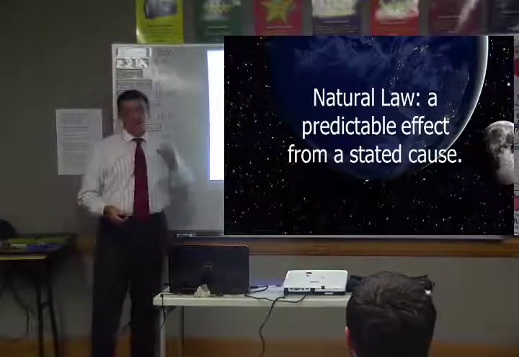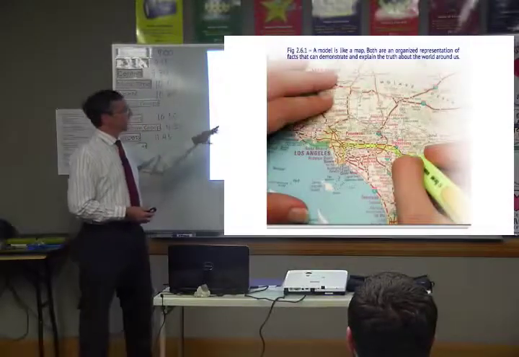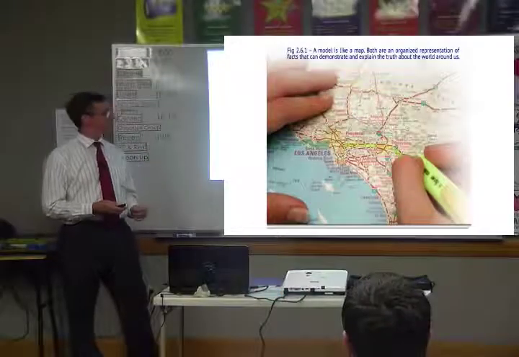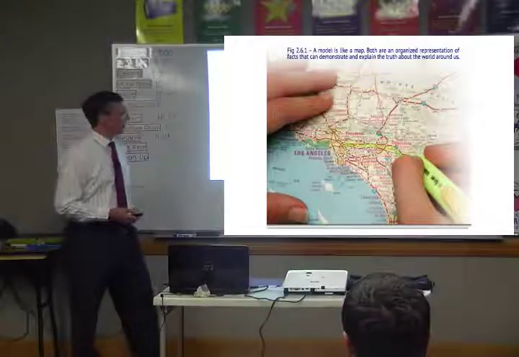Okay? So the universal model is kind of like a map. They're both organized representations of facts that can be demonstrated and explained, the truth about the world around us, right? Because we can drive on that road that goes over to Los Angeles, okay? And it helps us if we're looking and following the map, right? But in the universal model, we call them models.